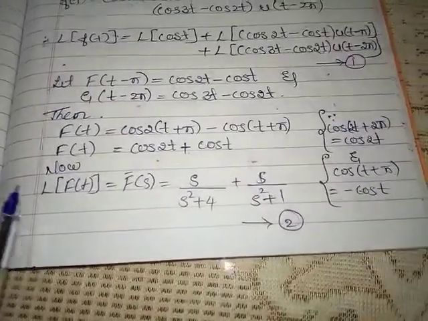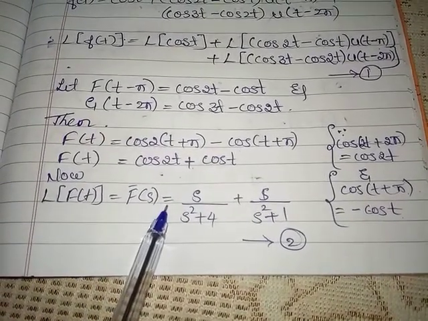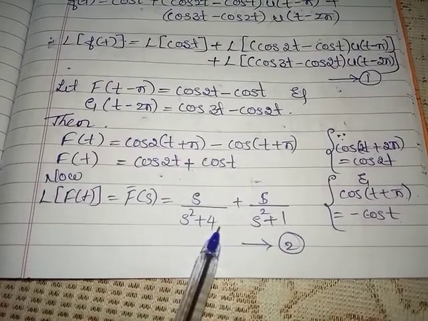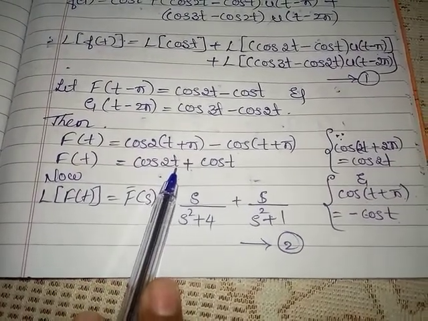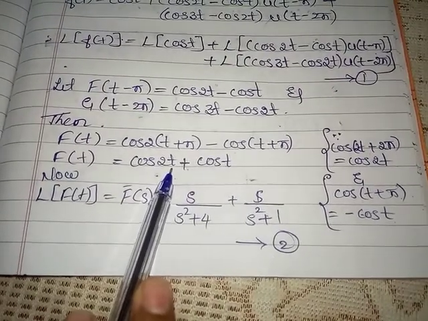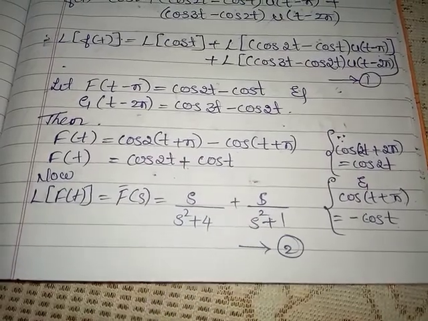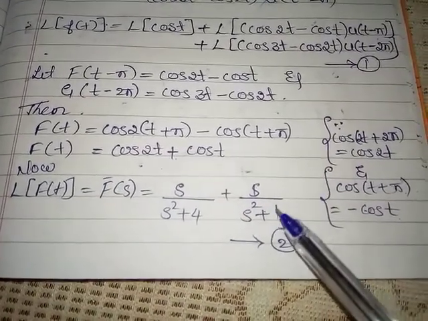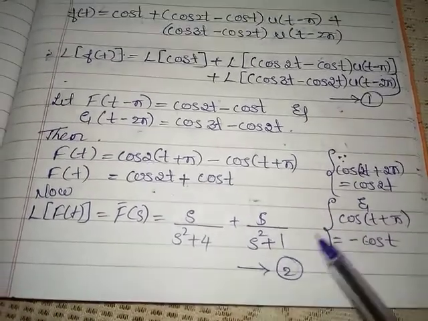Now the Laplace transform of f(t) is equal to f bar of s, which is equal to s divided by s square plus 4, because the Laplace transform of cos at is s divided by s square plus a square. Here the a value is 2, so s divided by s square plus 4, and here it is s divided by s square plus 1. Name this equation 1.